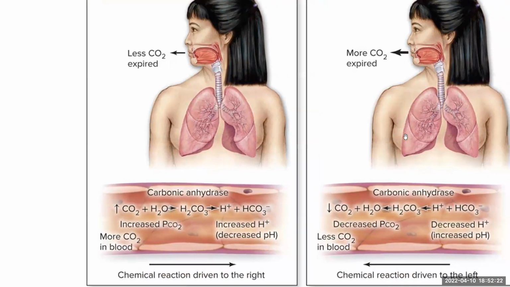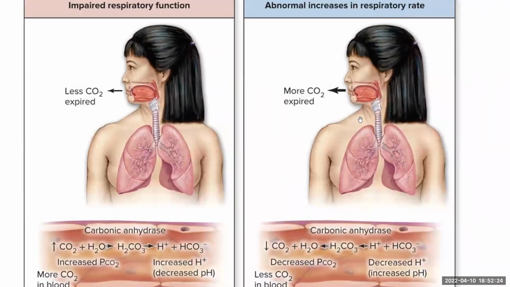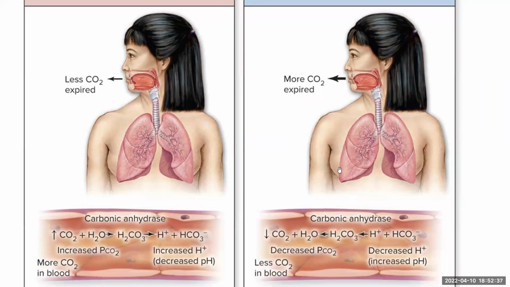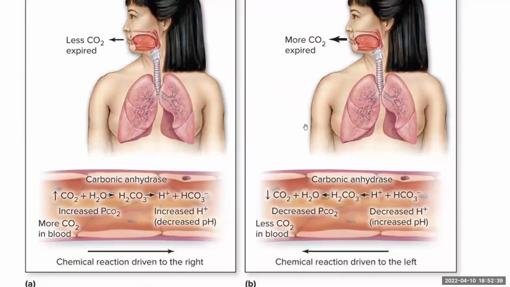And then we move over here to the right side, and you can see now if we have an increase in our respiration rate, for example, a panic attack, this person is going to now expire more carbon dioxide. Because of that carbon dioxide being breathed off more, that's going to force our reaction from the right here towards the left.